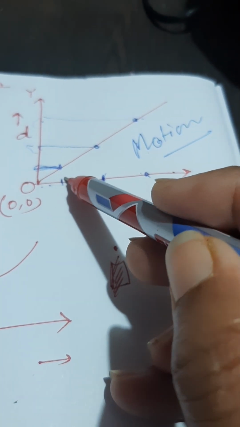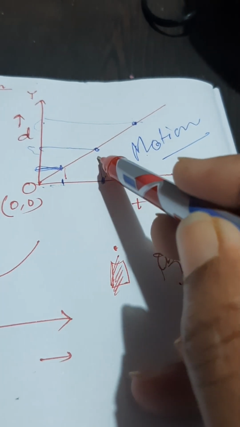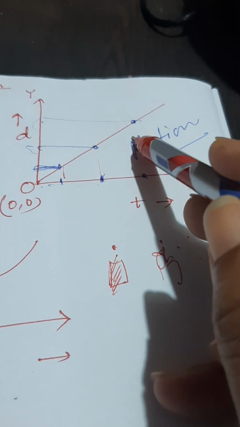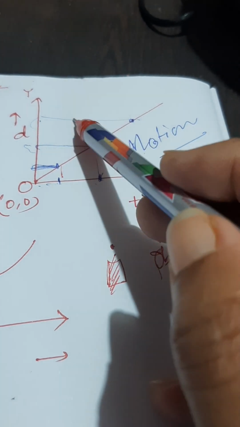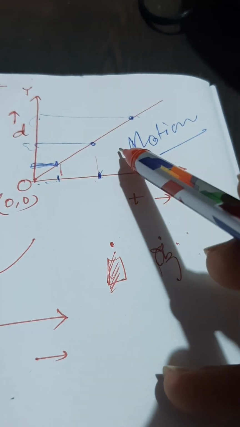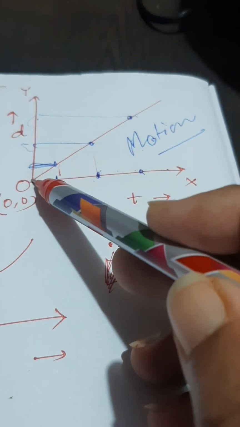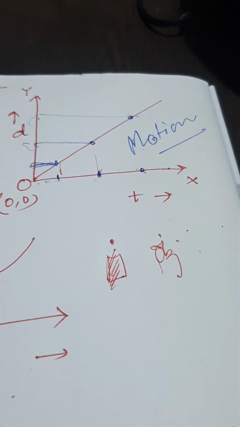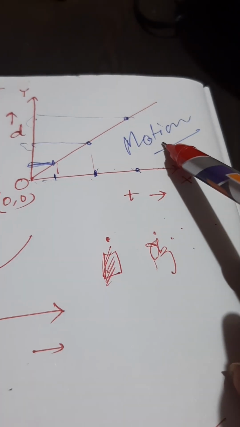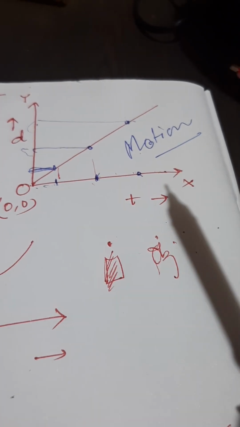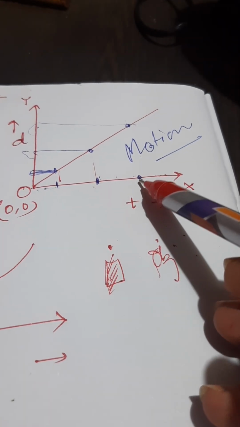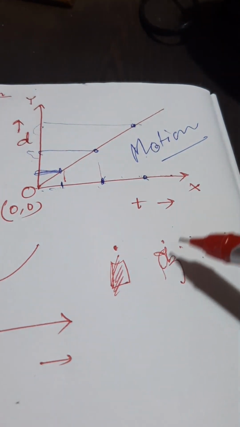With the change, we get a straight line graph which is inclined to the x and y axes. This suggests motion. What kind of motion? Uniform motion. So this is that displacement time graph.